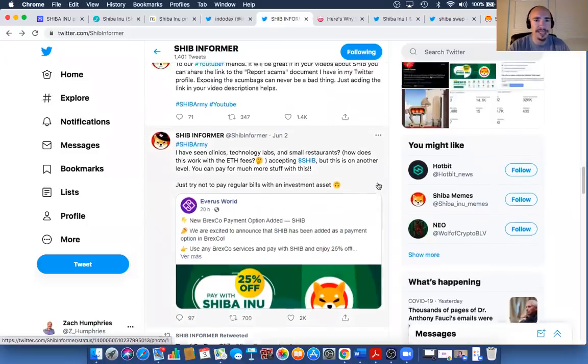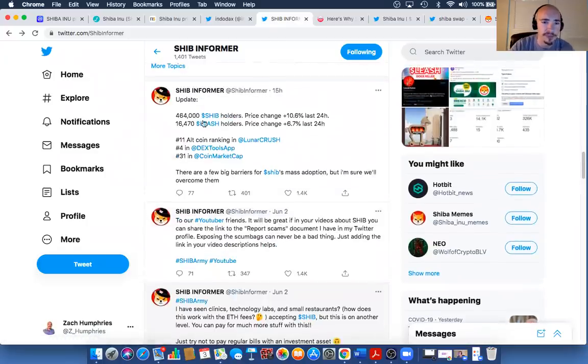A lot of people think about Shiba Inu and maybe forget about Leash. Leash is a limited token with only 100K right now. But here you go, 464,000 SHIB holders. This was 15 hours ago. 16,500, we'll say, Leash holders. Nice price change there on Leash at 6.7%. Number 31 in CoinMarketCap.